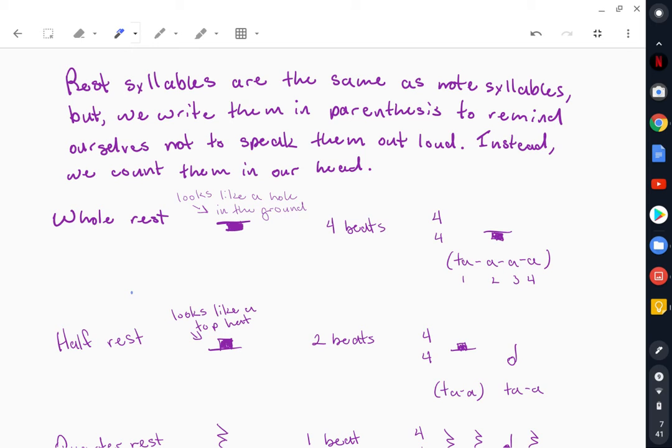Then we have our half rest. The easiest way to remember your half rest is that it looks like a top hat. It's worth 2 beats. And here I have it written next to a half note so you can kind of see the difference. So all it is, it's still 2 beats, so it's going to have the same syllables as our half note, ta-ah, but it's in parentheses and we don't say it.